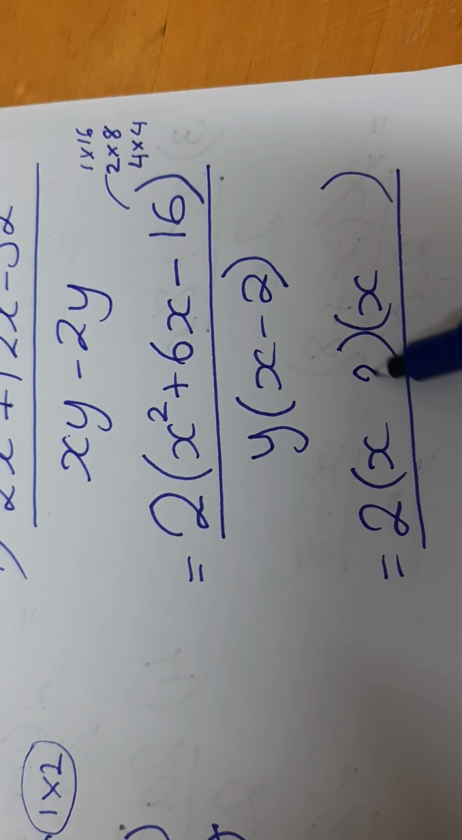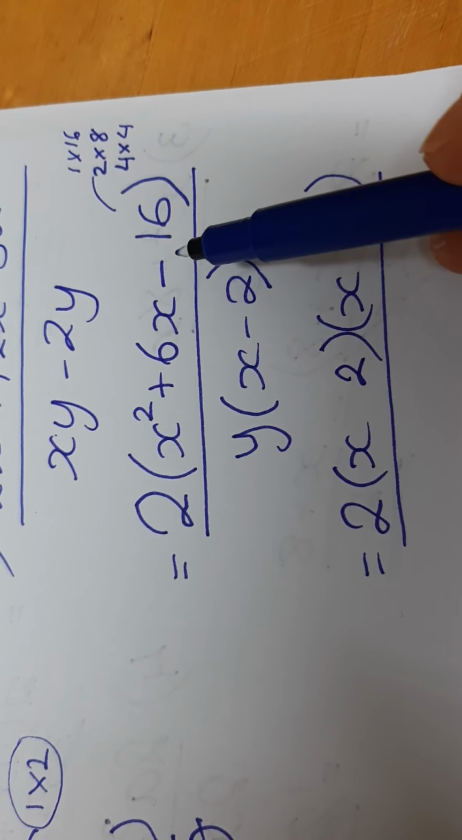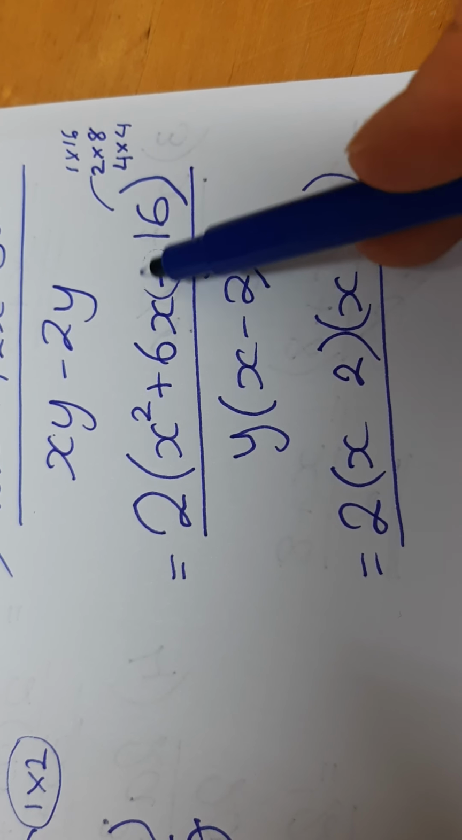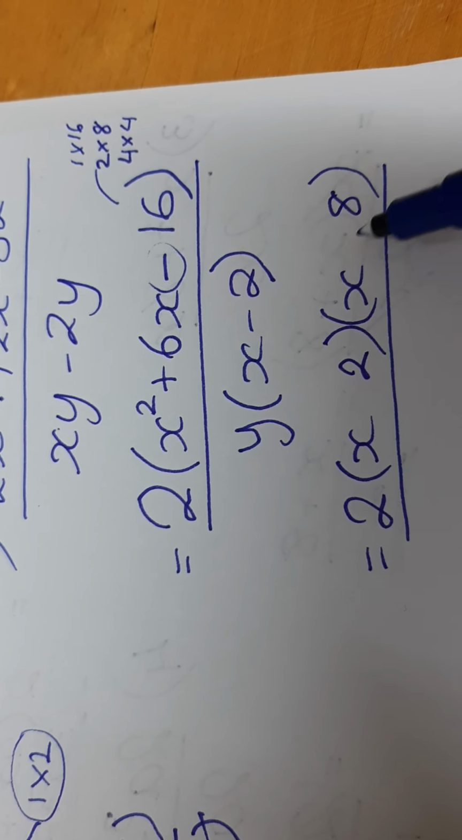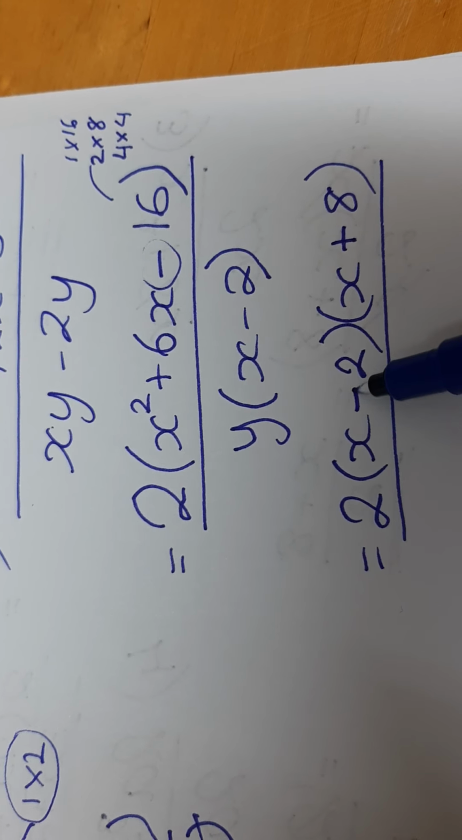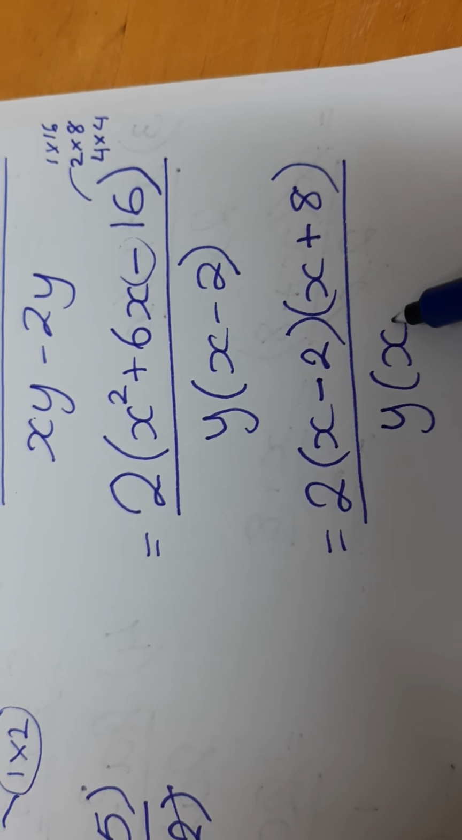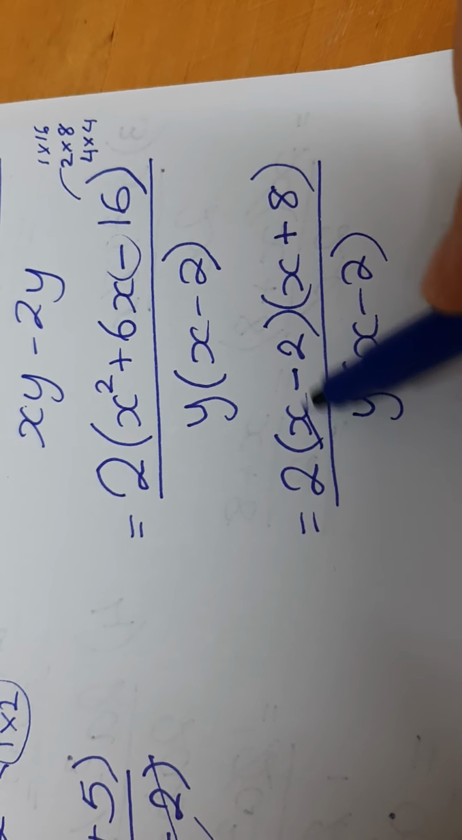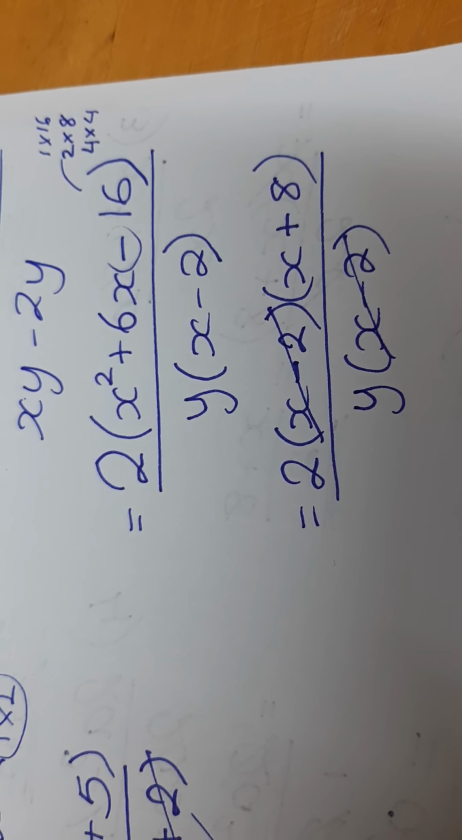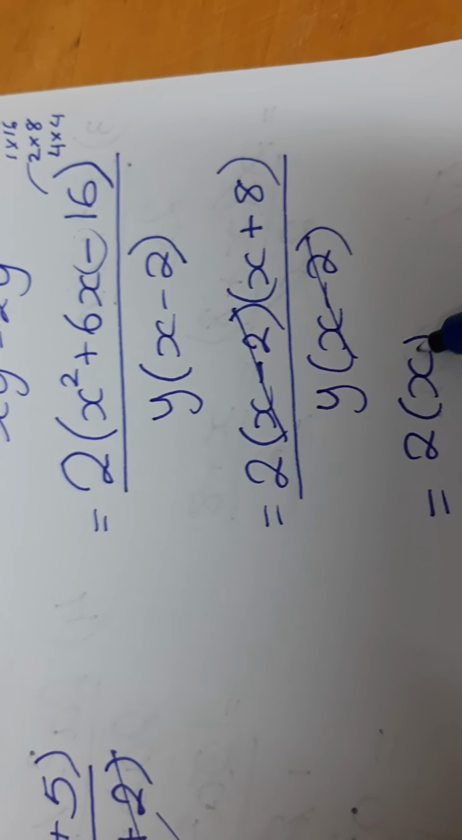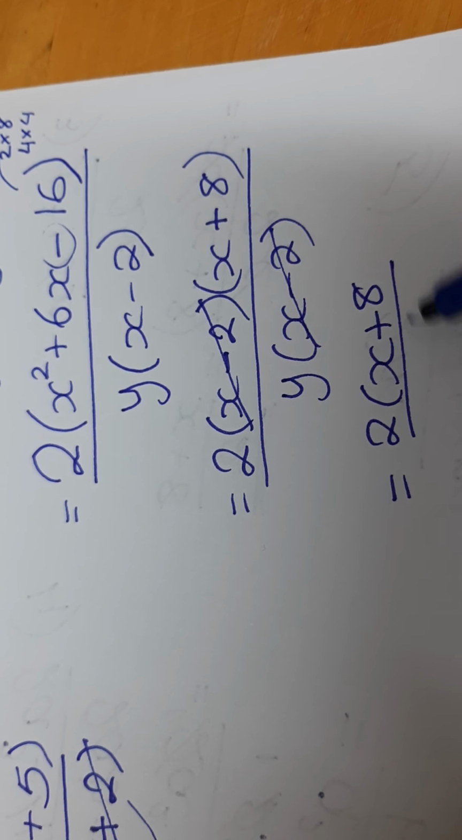Okay, so I'll put the 2 and the 8 here. There's a difference of 6. The signs are different. I want to end up with plus 6. So I'll have a plus 8 and a minus 2. On the bottom I copy. It doesn't factorize further. I notice that these two cancel out. And I'm left with 2x plus 8 over y.